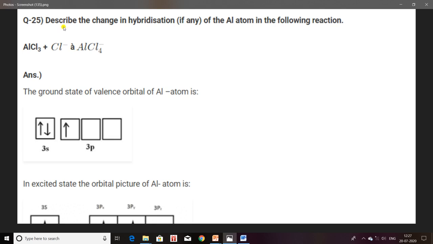Question number 25. Describe the change in hybridization, if any, of the aluminium atom in the following reaction. AlCl3 plus Cl negative gives AlCl4 negative. This is the sign of the arrow, so correct it.